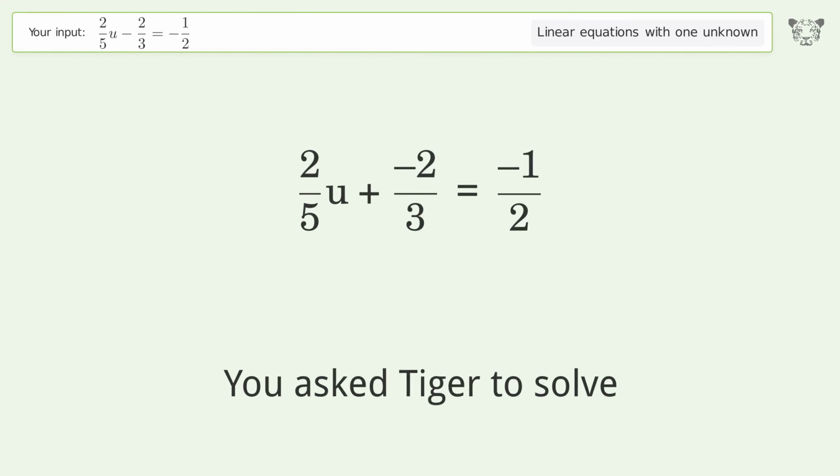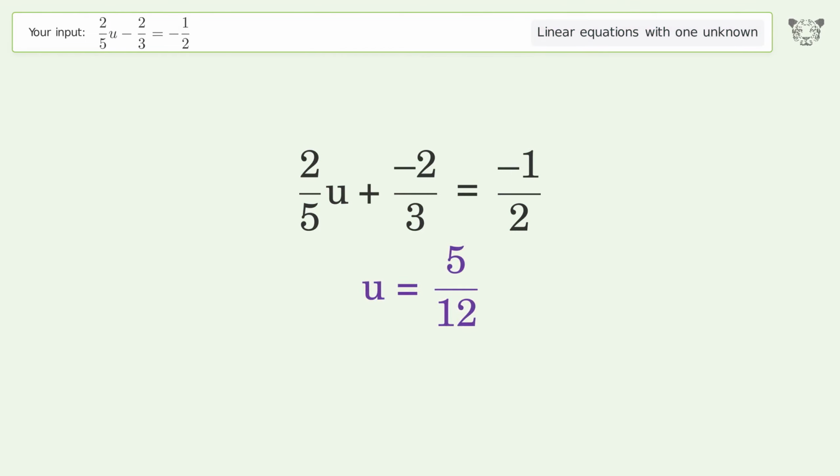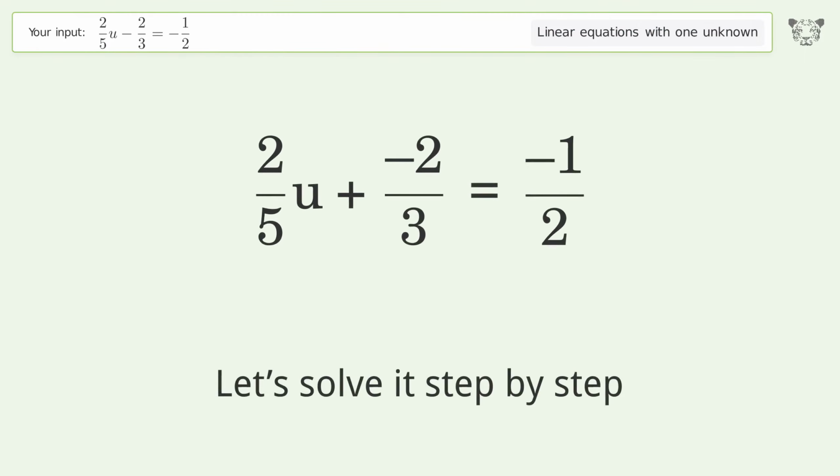You ask Tiger to solve this. This deals with linear equations with one unknown. The final result is u equals 5/12. Let's solve it step by step.